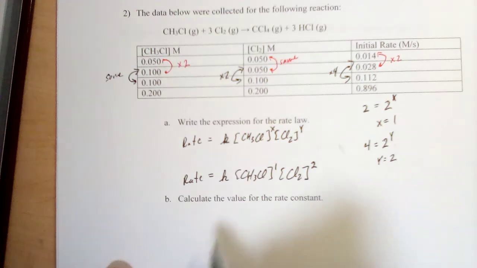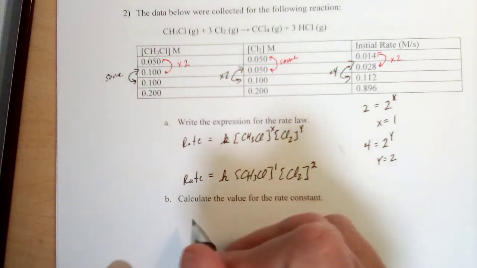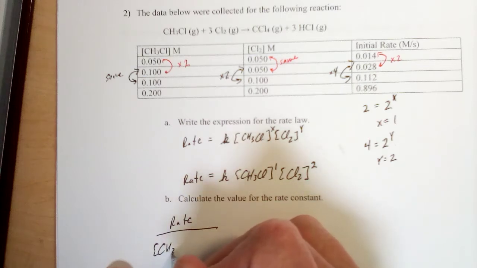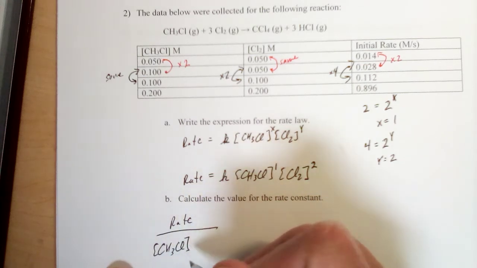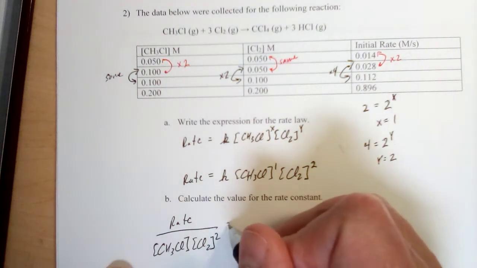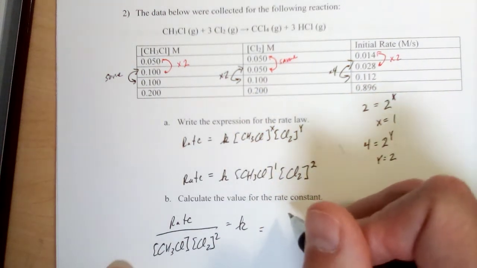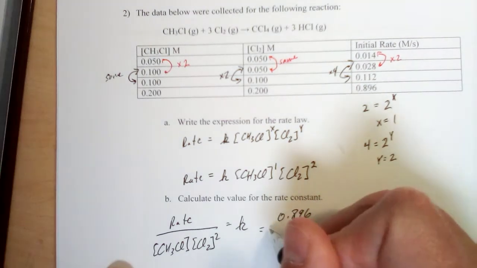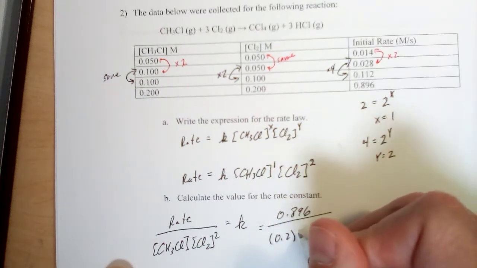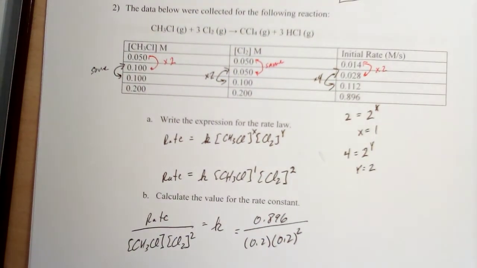But since it's 0.2 for both of them, that's also going to make the multiplication a little bit easier. So taking this equation, if I want to solve for k, I'm just going to have to divide through by the concentrations here. So on one side, I'll have rate divided by the concentration of methyl chloride and divided by the concentration of chlorine squared. And that will just leave k on the right side of this equation. Now I go back up, and all from the same equation, I pick out those pieces of information. 0.896 for my rate, and it's 0.2 for my methyl chloride concentration and 0.2 for my chlorine concentration. I certainly don't want to forget to square that.